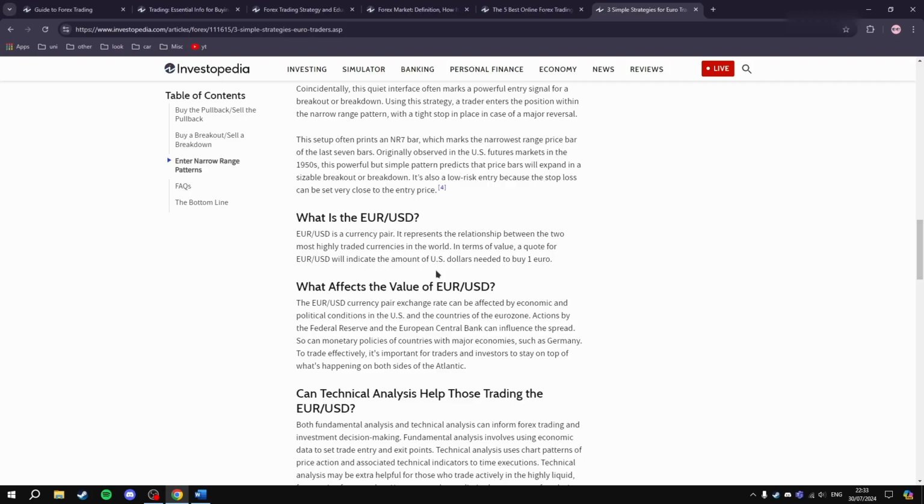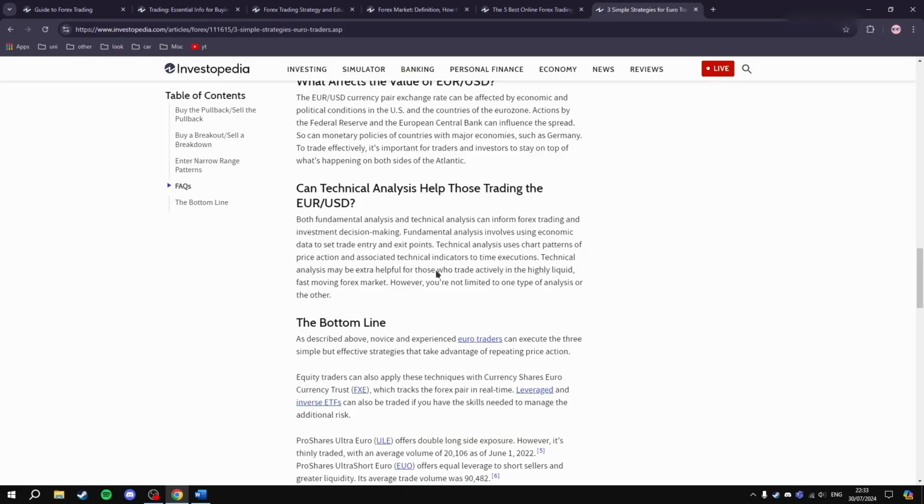What will affect the value of the Euro USD? The Euro USD currency pair exchange rate can be affected by economic and political conditions in the US and the countries of the Eurozone. Actions by the Federal Reserve and the European Central Bank can influence the spread, so can monetary policy of countries within major economies such as Germany. To trade effectively, it's important for traders and investors to stay on top of what's happening on both sides of the Atlantic. So pay attention to both the Federal Reserve and the European Central Bank.